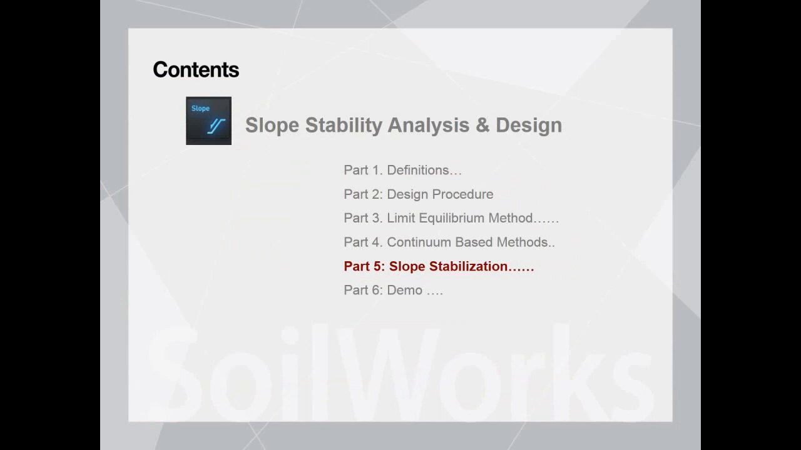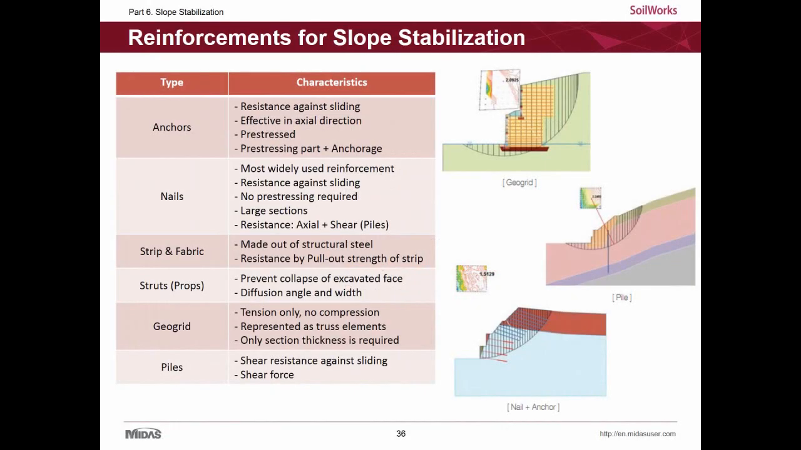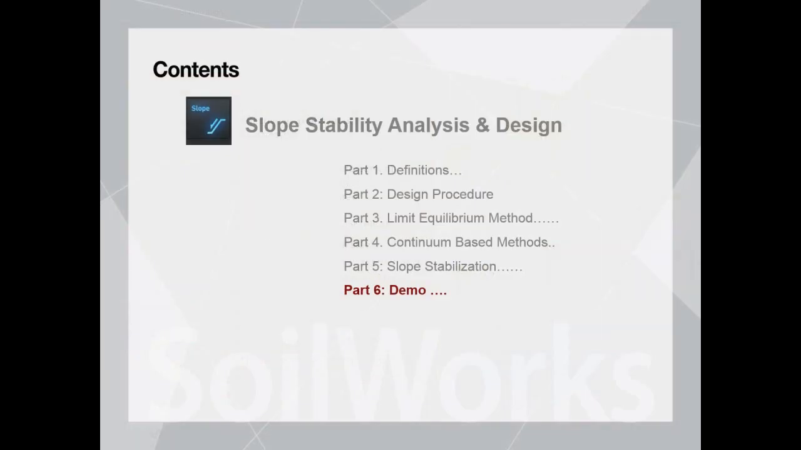Okay, now let's talk about the slope stabilization after finding out the slope has failed. So when we find the factor of safety of the slope is unsafe, we can use reinforcements like anchors, nails, all of which are well supported by SoilWorks. Let's go now back to MIDAS SoilWorks and have a short demo on slope stability analysis.